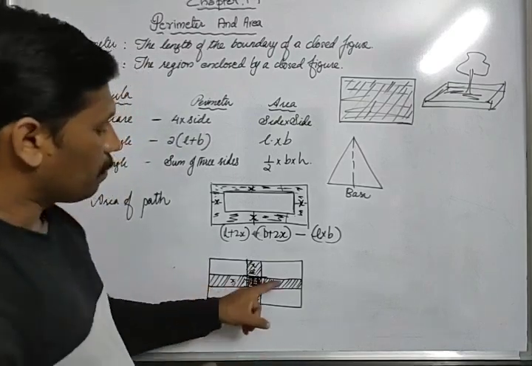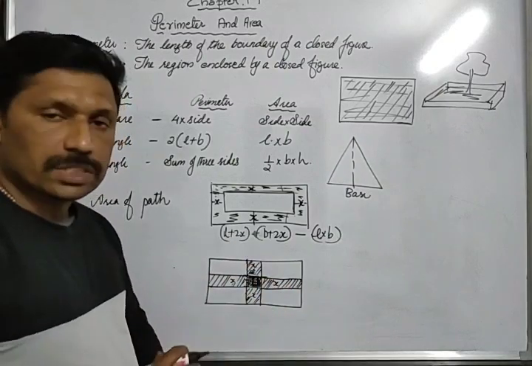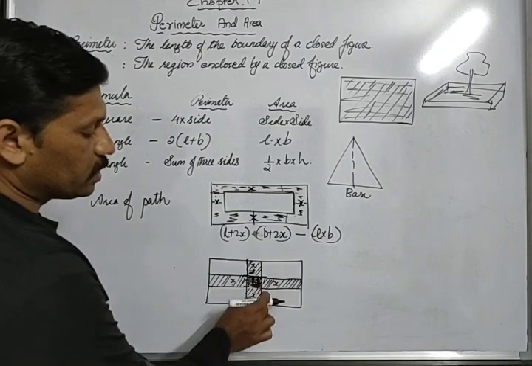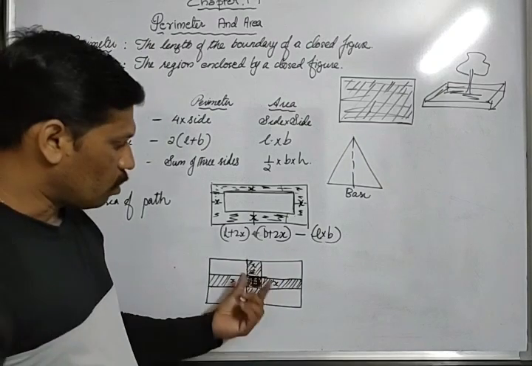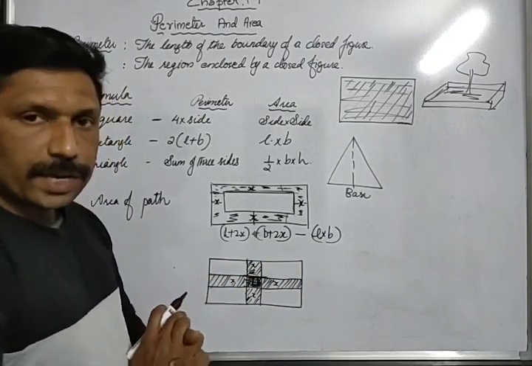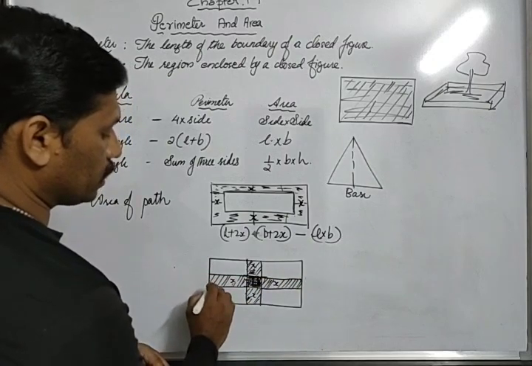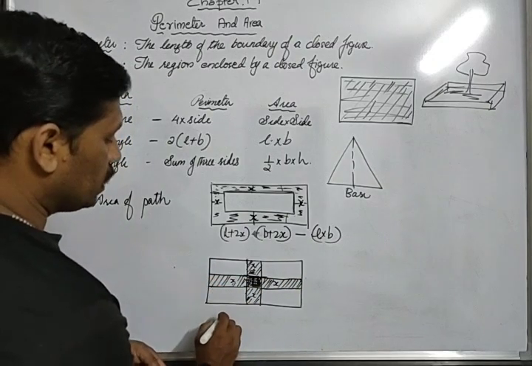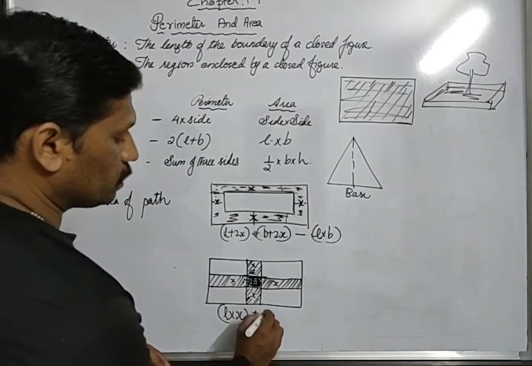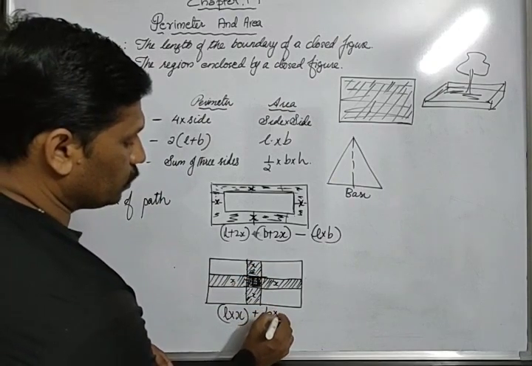Or if there are two roads crossing each other at the center of a park, suppose this is a rectangular park and vertically there is a road and horizontally there is another road, in order to find out the area of the road, here you can see lengthwise, length into breadth, and the breadth is h, that means L into h, plus here breadth also, breadth into h.